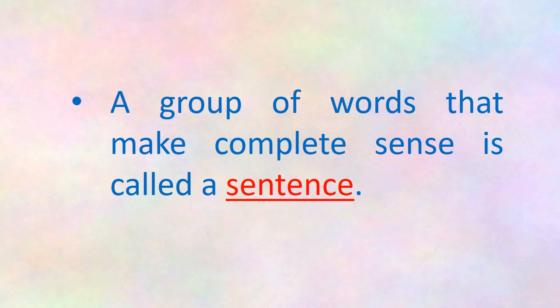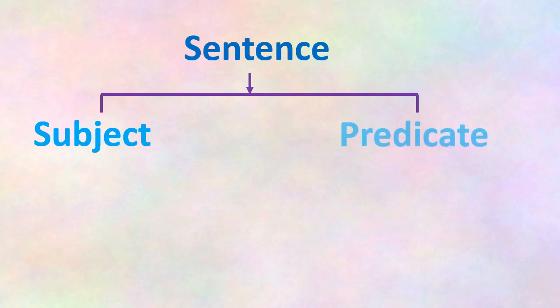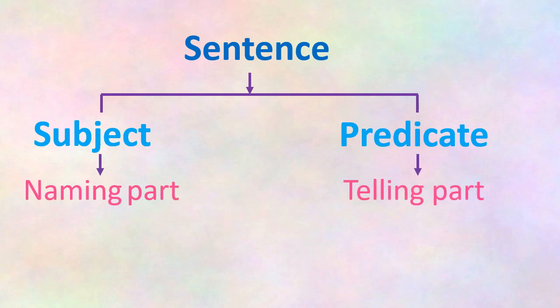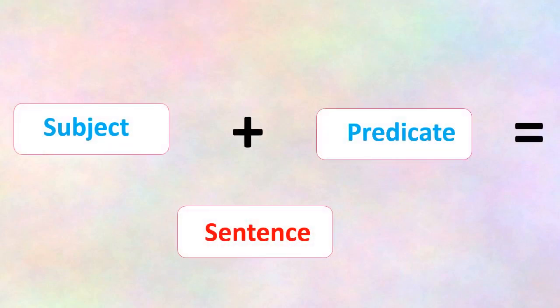In the previous class, we learned that a group of words that make complete sense is called a sentence. A sentence is made up of two parts. First is subject and next is the predicate. Subject is the naming part and predicate is the telling part. So students, today we are going to learn subject and predicate. Let us learn how subject and predicate make a complete sentence.